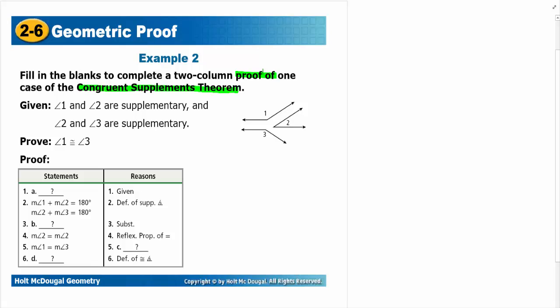It's just like trying to define a word by using that word. It doesn't work that way. You have to define it by using other words to explain it. So that's what we're going to do here. We're going to prove the congruent supplements theorem without using the congruent supplements theorem.